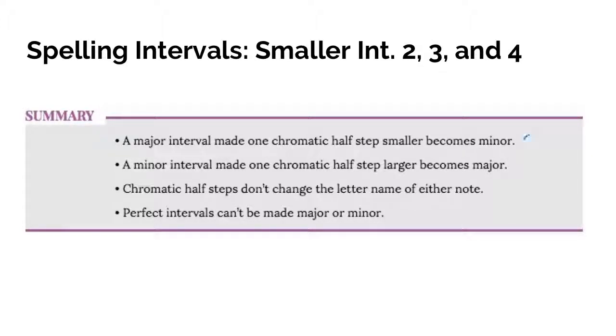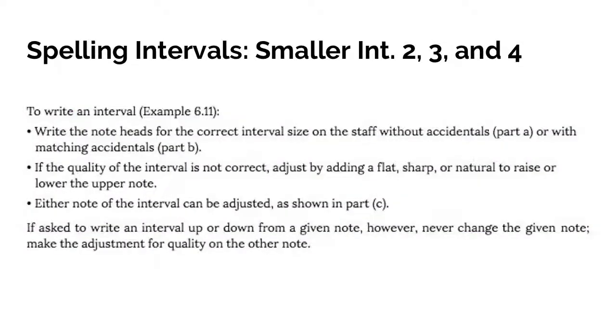So, a major interval made one chromatic half step smaller becomes minor. A minor interval made one chromatic half step larger becomes major. Chromatic half steps don't change the letter name of either note. Perfect intervals can't be made major or minor. So how to write an interval? First, write the note heads for the correct interval size on the staff without accidentals. Okay, if you're looking at part A, or with matching accidentals, part B.